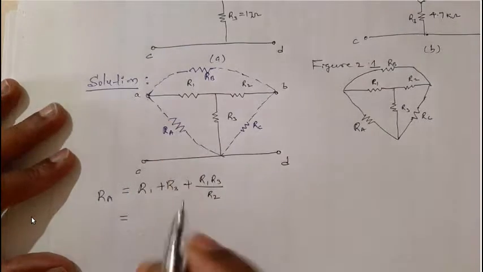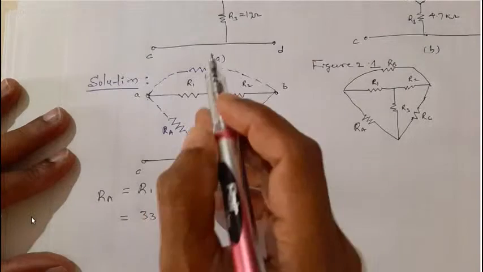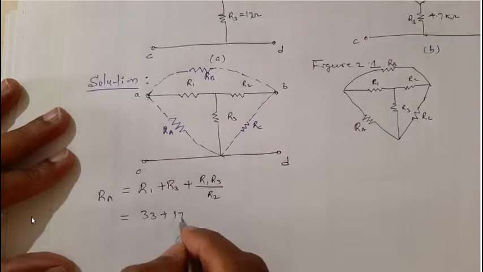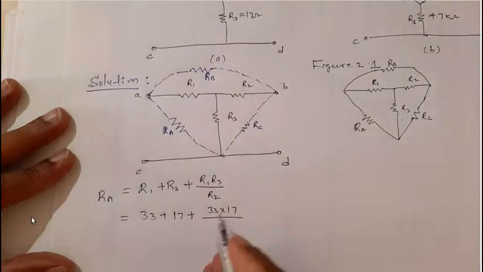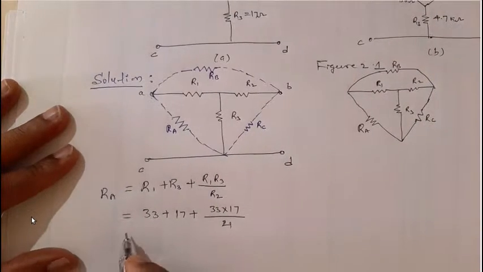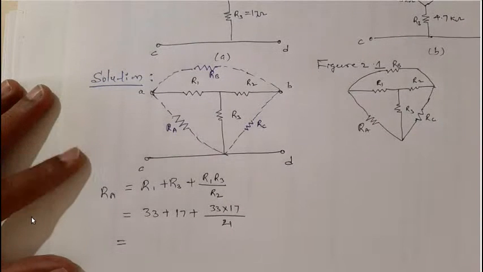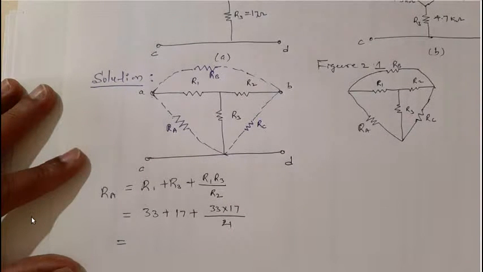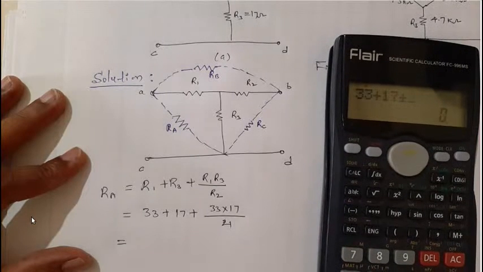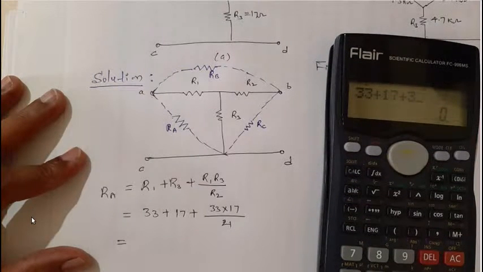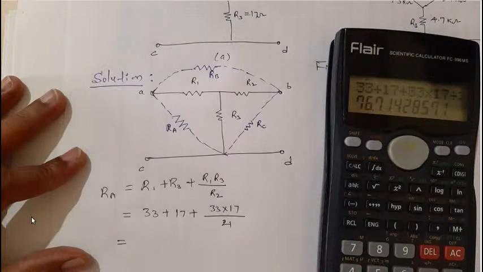So how do I write this? R1 is 33 plus R3 is 17 plus 33 into 17 divided by R2 which is 21. Let us calculate this: 33 plus 17 plus 33 into 17 divided by 21 is equal to 7.86.